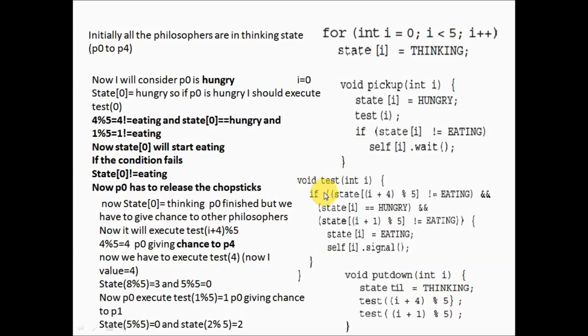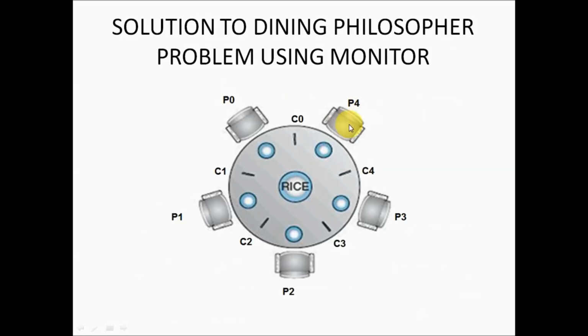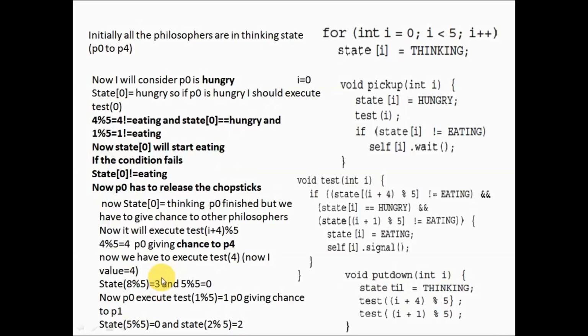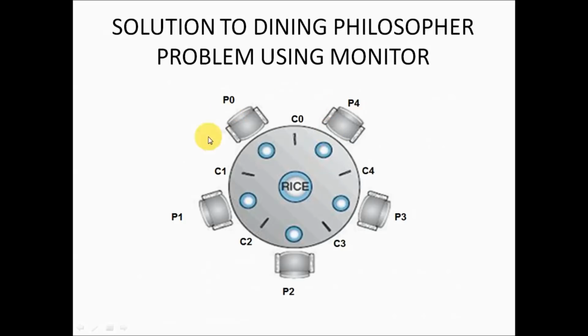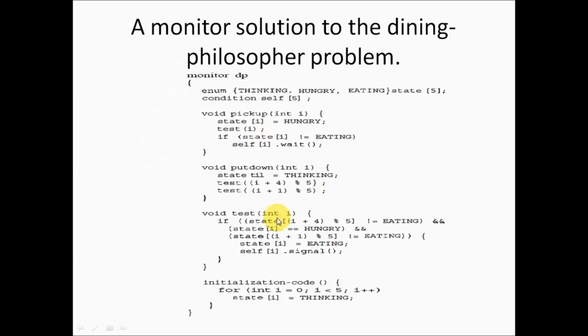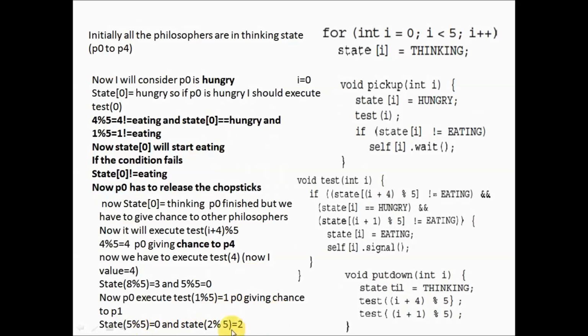So see what it did. P naught gave the chance to P4 first. For P4 to eat, P3 should be free, P naught should be free. You can see P3, P naught. If both are free, it will eat. Now P naught will give the chance to its right neighbor after the left neighbor. The right neighbor is P1. For P1 to eat, P2 should be free, P naught should be free. You can see P naught is free, P2 is free. If both are free, P1 can eat. Here, if P3 is free and P naught is free, then P4 can eat.